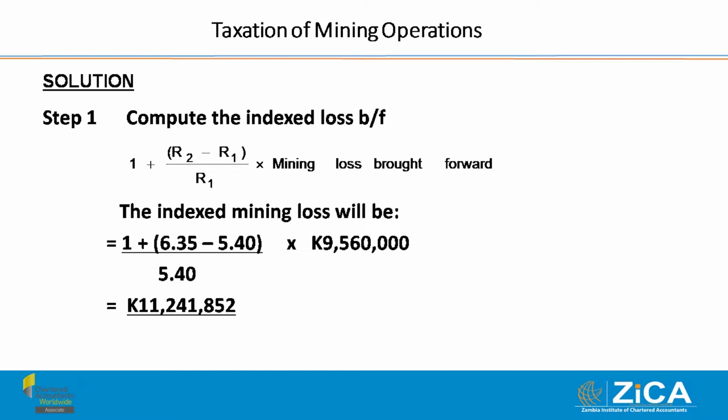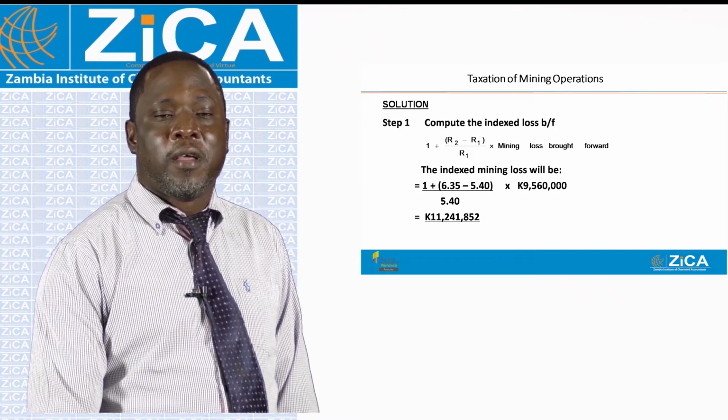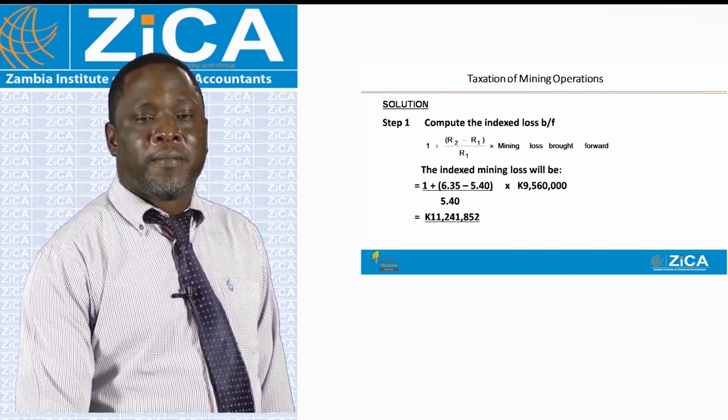In the context of this question, R2, which is represented by the exchange rate ruling in the year in which you are claiming the loss relief, when you look at this question, they have said the average Bank of Zambia US dollar to kwacha mid-exchange rate was 6.35. So that is our R2. We get that figure and we put it in our formula there.